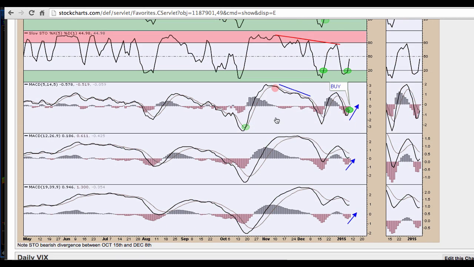And we see MACD histogram as well as MACD itself on 5-14-5, the short duration, on a buy signal as well. The longer term MACDs, 19-39-9 in particular, is used for sell signals. Okay, and you can see that we're currently still on a sell signal. However, the histogram has changed course.